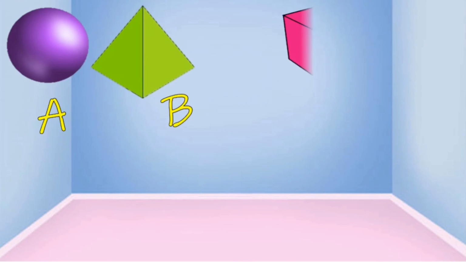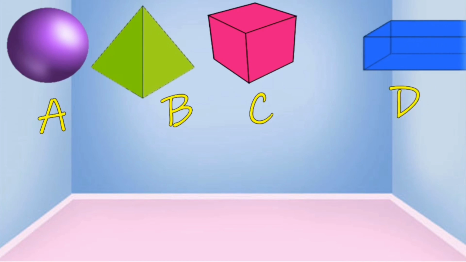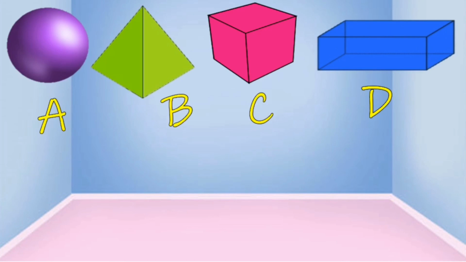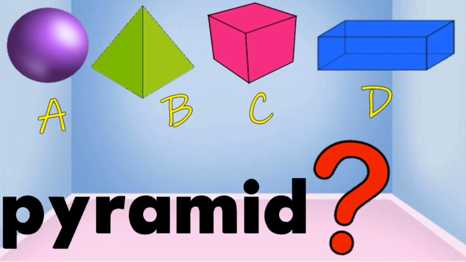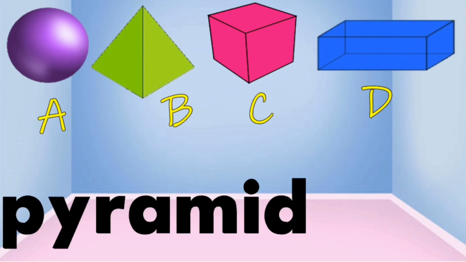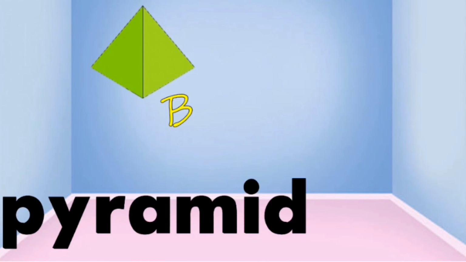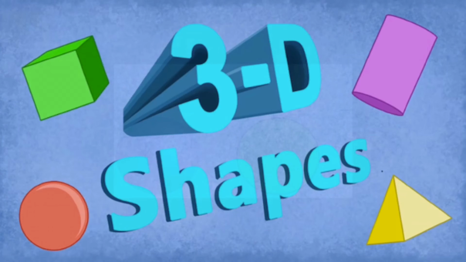Next is A, B, C, D. There are 4 different shapes. Which one of these is a pyramid? Which one of these is a pyramid? You have 10 seconds to answer. Now, did you get the right answer? Yes, the answer is letter B. The green shape is a pyramid. Great job, kids. So there you have it, our lesson for today.